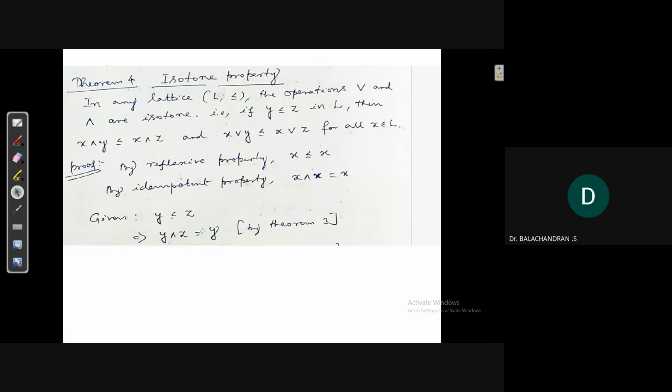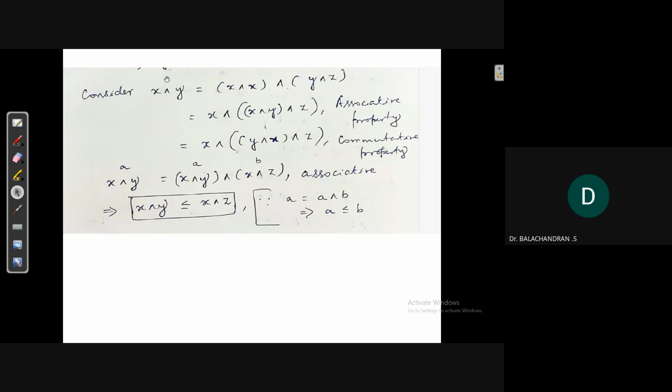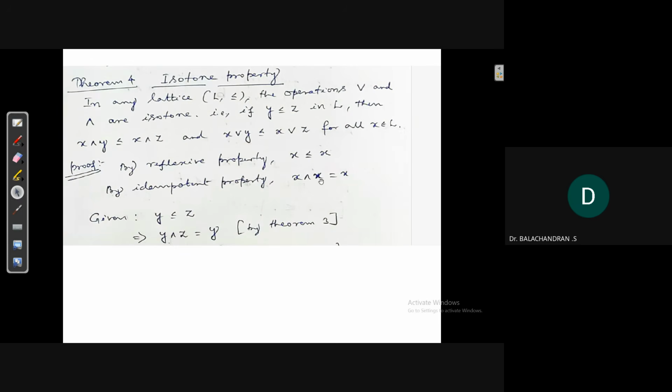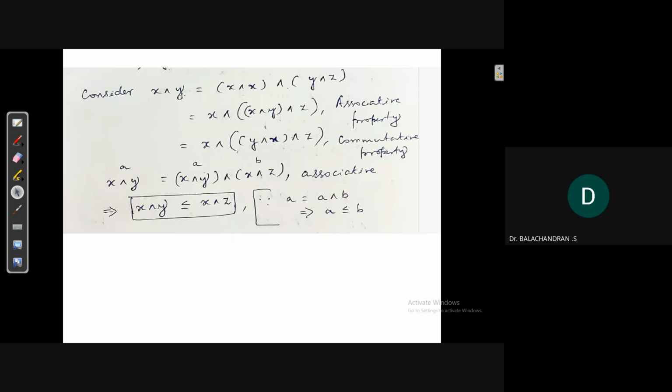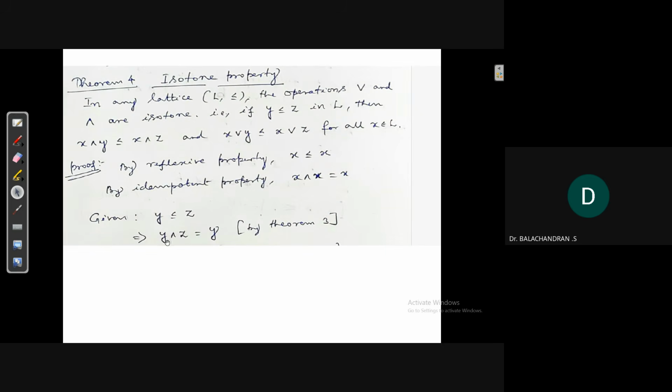Now I will take the left side. I am going to prove this one. The left side is x and y. Consider x and y. What is x? x is x and x. So instead of x, I will replace x and x, and instead of y, I am going to replace y and z.